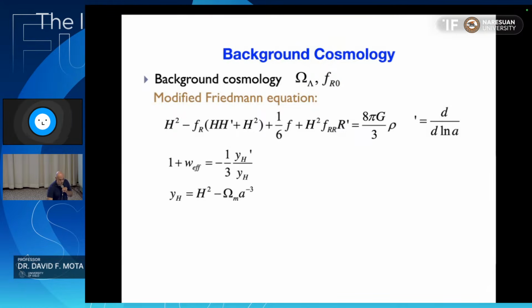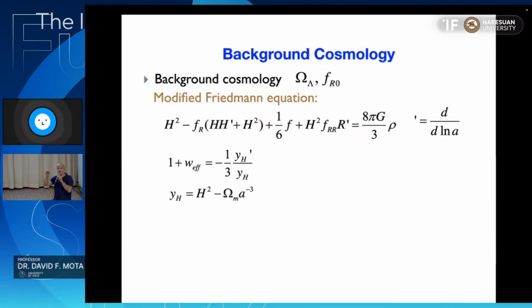And what you have is that if you calculate the effective equation of state for my universe, it's going to be proportional to this y term, which I basically make proportional to H squared minus 8 pi G over 3 rho critical. So H squared minus that term, I call it y. Okay, so I put all these f of R terms on one side of the equation, and 8 pi G rho on the other side of the equation. So that's the difference. That's what I call y.